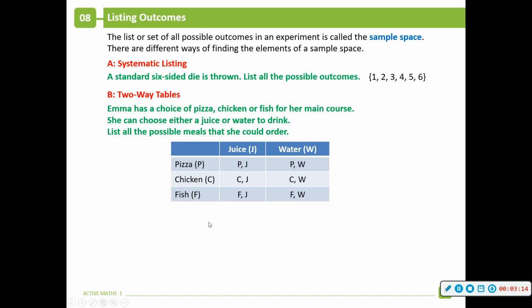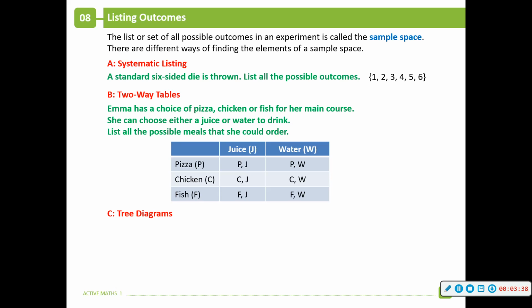Now I'm going to ask you here, how many types of foods do we have? 3. How many types of drinks do we have? 2. What's 3 multiplied by 2? 6. Do we have 6 outcomes? Now keep that idea in your head, because that's the fundamental principle of counting done in a very quick way. But anyway, moving on, the last type of sample space that we have here is known as a tree diagram.